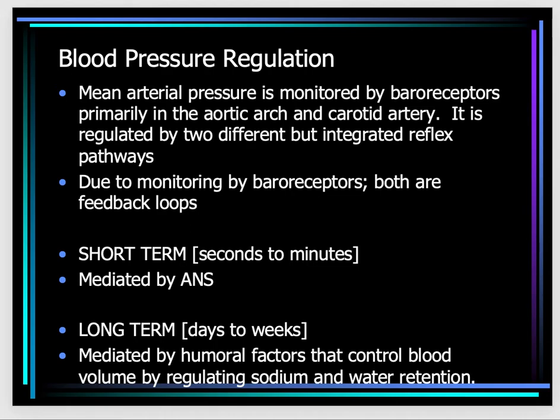Mean arterial blood pressure is going to be monitored through the baroreceptors. That's in the aortic arch and in the carotid artery. It is primarily regulated by an integrated reflex pathway of baroreceptors or through feedback loops. Short term, seconds to minutes, is going to be mediated through the autonomic nervous system, and long term, days to weeks, through all of those different hormonal factors that control blood volume and regulate sodium and water retention.